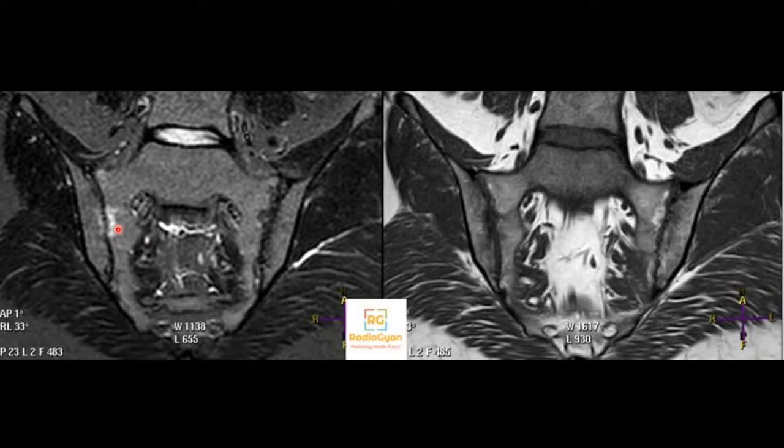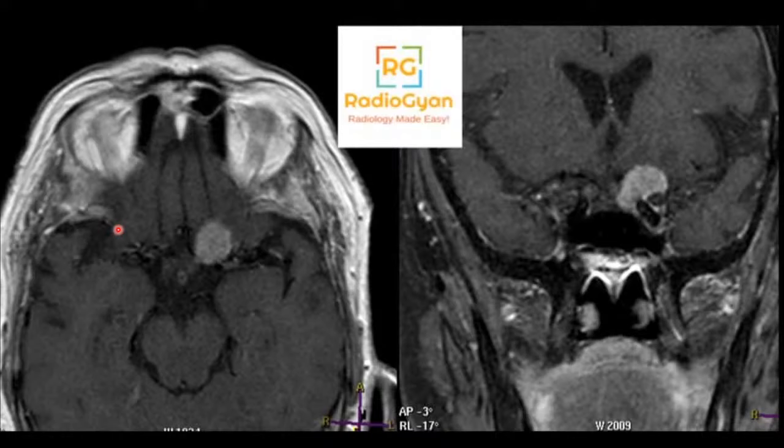So let's move on to the next case. It's a simple, straightforward case which we commonly see. Okay, so a few people have got it right.